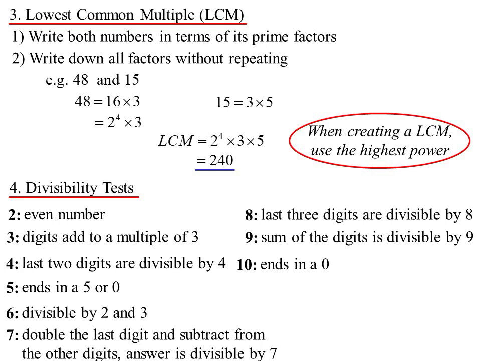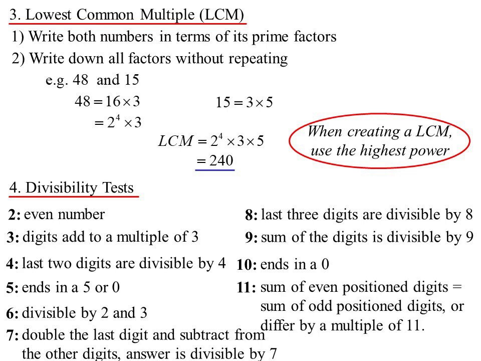11. How do you tell if a number is divisible by 11? The sum of the even position digits is equal to the sum of the odd position digits, which is exactly what you were saying, of course. And they will differ by a multiple of 11. Or they'll be equal, of course, because then they differ by 0, and 0 is divisible by 11.